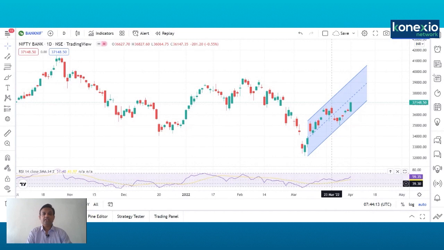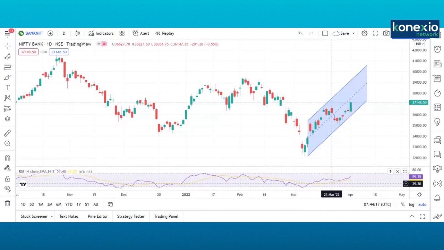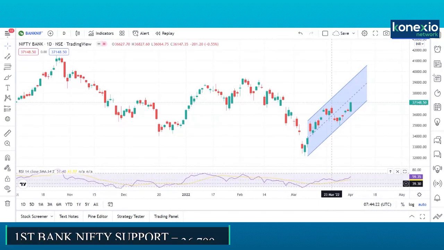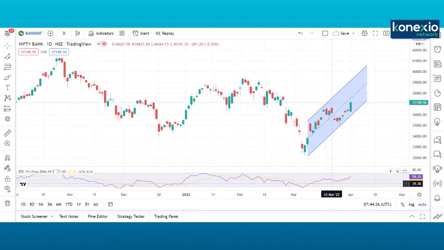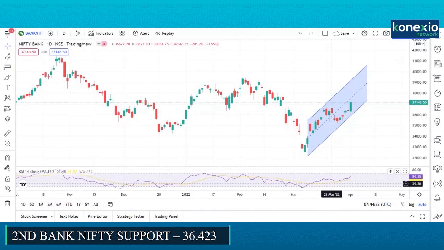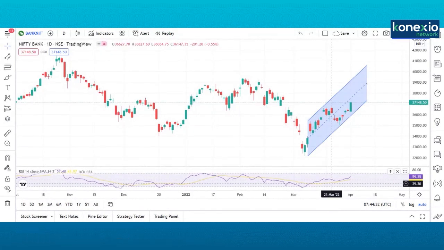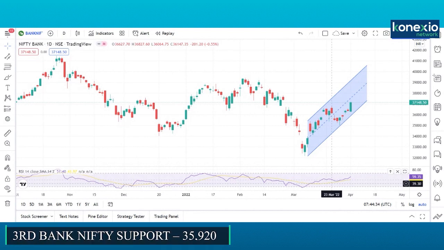So now let us discuss the important supports and resistances in Bank Nifty for the next week. Important supports in the Bank Nifty are placed at 36,799 as the first support. Second support in Bank Nifty is placed at 36,423, and third support in the Bank Nifty is placed at 35,920.